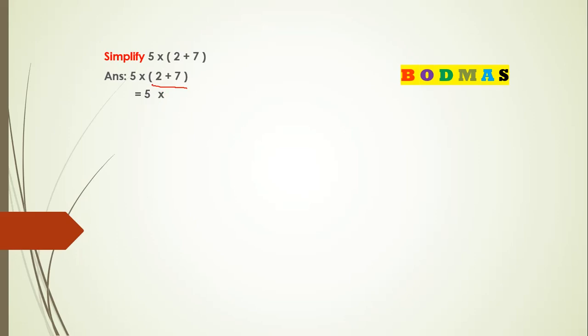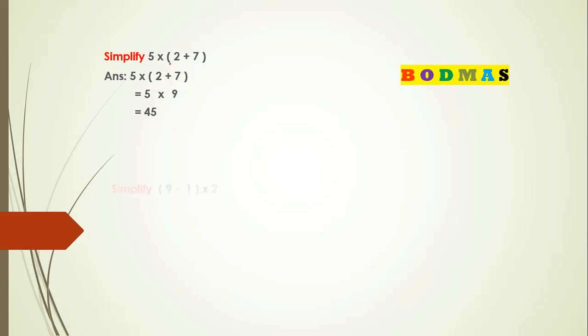If we solve this bracket, in this bracket we have an addition, so we will solve this addition. 2 plus 7 we will get it as 9. So that 9 I wrote. Now we are left with only one operation, that is a multiplication. If we multiply 5 by 9, we will get it as 45. This way we will perform the simplification of numerical expressions with more than 2 operations.